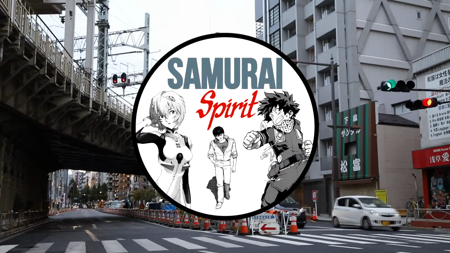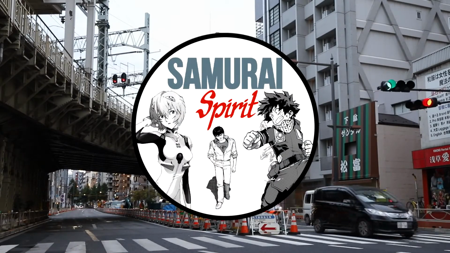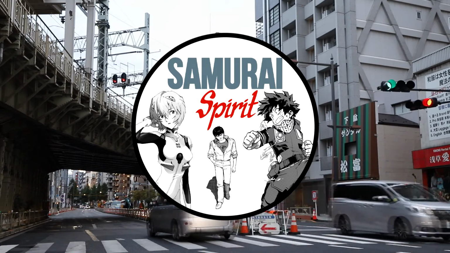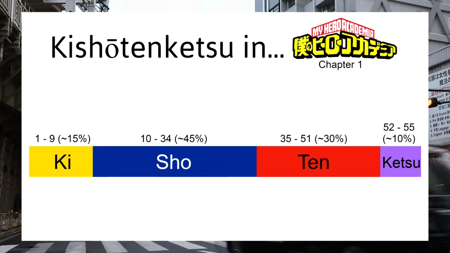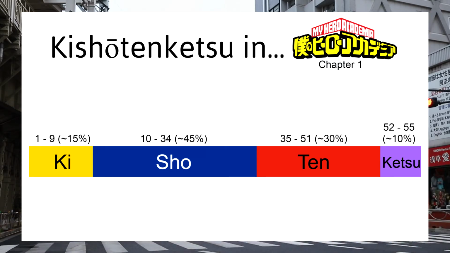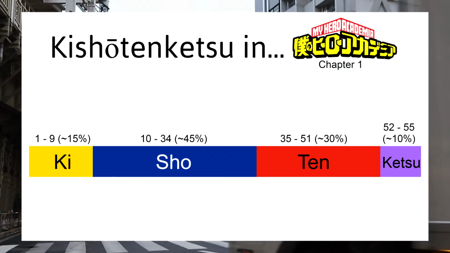So that's the Kishōtenketsu storytelling formula, at least as it appears in the first chapter of My Hero Academia. In the end, it worked out that about 15% of the story is spent in the introduction, 45% is spent in the development phase, 30% is on the twist, and only about 10% is left for the resolution. That's pretty much exactly how you want to do it.